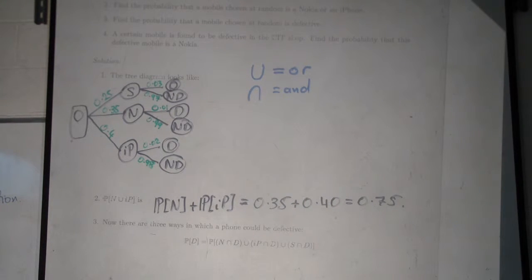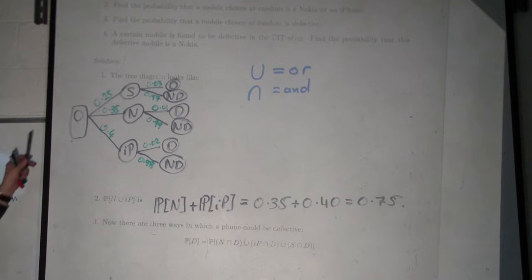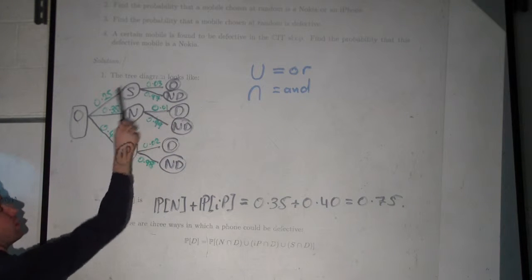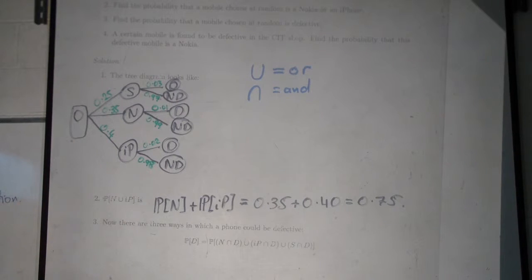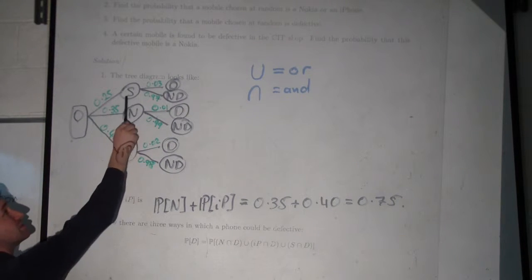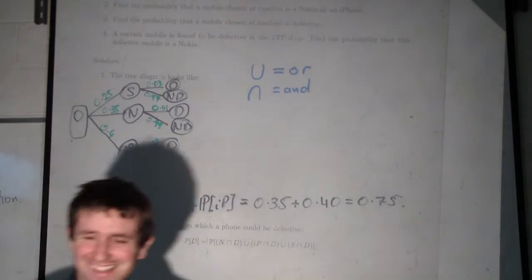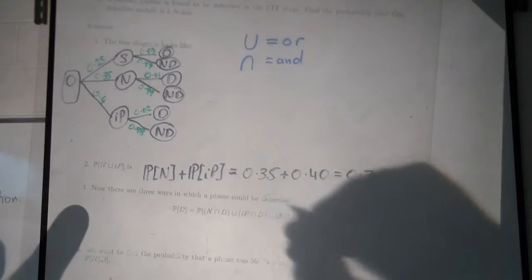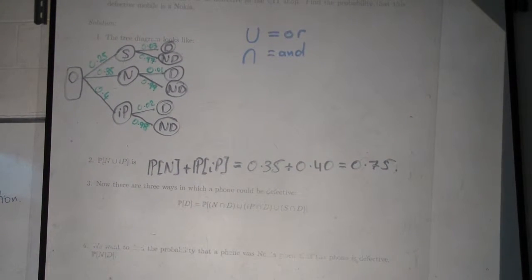Find the probability that a mobile phone chosen at random is defective. How many ways can you get a defective phone here? 3. You can be Samsung and defective, or Nokia and defective, or iPhone and defective. Can any of those happen at once? Can you have a phone that is Samsung and defective and Nokia? No. So the or is going to mean plus. These things can't happen at the same time, so the or means plus.